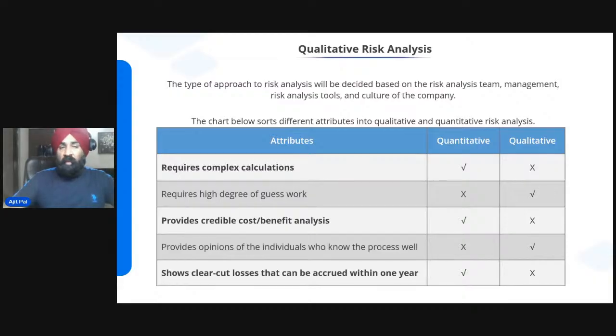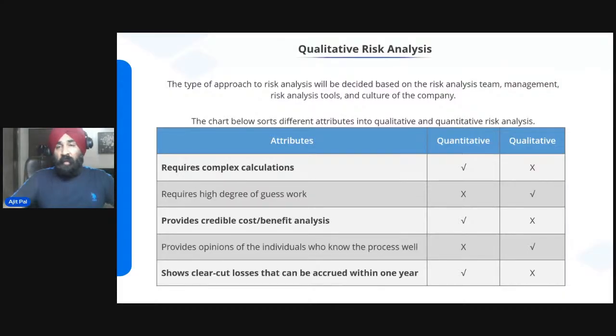Requires complex calculations? Quantitative, yes, you do the calculations. Qualitative, no. High degree of guesswork? Qualitative, yes, quantitative, no. Provide credible cost benefit analysis? You can do it in quantitative, not qualitative. Provide opinion of individuals who know the process well? Quantitative, no, qualitative, yes. And show clear-cut losses? Quantitative, yes, qualitative, no.